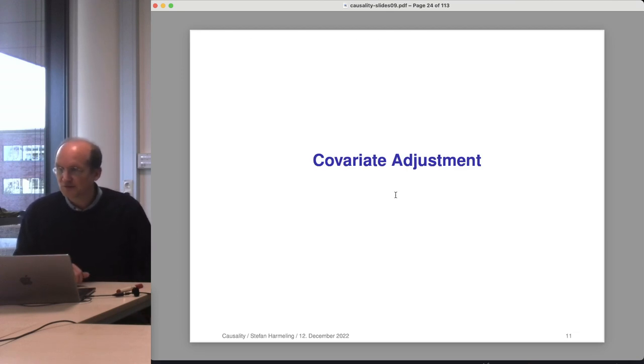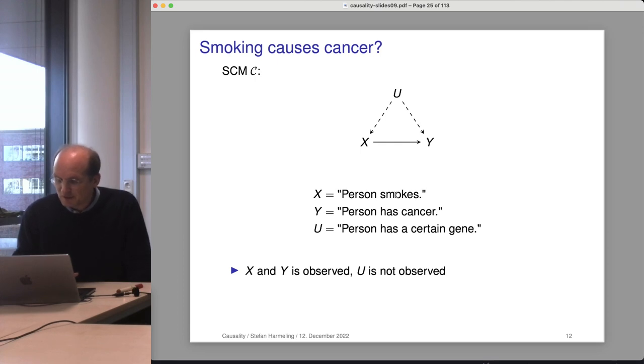Let's move on to the next topic, which is called covariate adjustment. As a motivation, our goal is to find out whether smoking causes cancer. Okay, so that is the goal of our chapter here. So we have a random variable, whether a person smokes, and then whether a person has cancer. And in a way, it looks obvious to us today that smoking causes cancer.